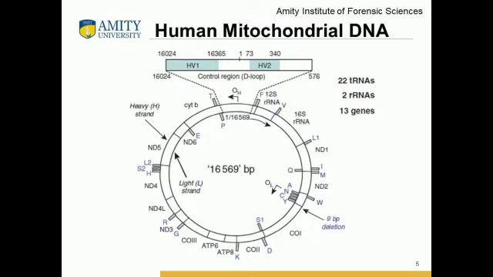the hypervariable region 1, HV1, positions 16,024 to 16,365, and in the hypervariable region 2, HV2, positions 73 to 340. Mitochondrial DNA presents several characteristics useful for forensic studies, especially related to the lack of recombination, to a high copy number, and to matrilineal inheritance.